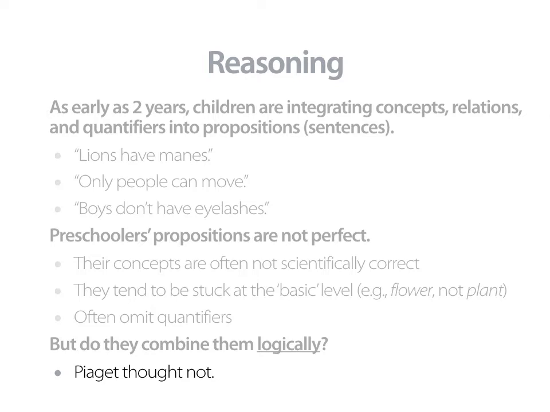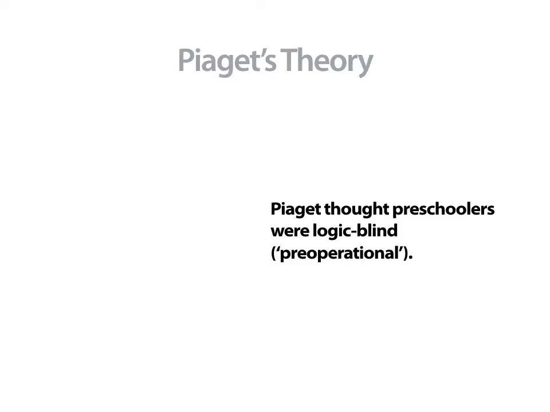Piaget thought not. Piaget thought that even when they're at the stage where they have these concepts, relations, and quantifiers such that they can say things like lions have manes, they're not yet representing those as a logical proposition. And his reasoning for this came from a very basic kind of analysis that he did.